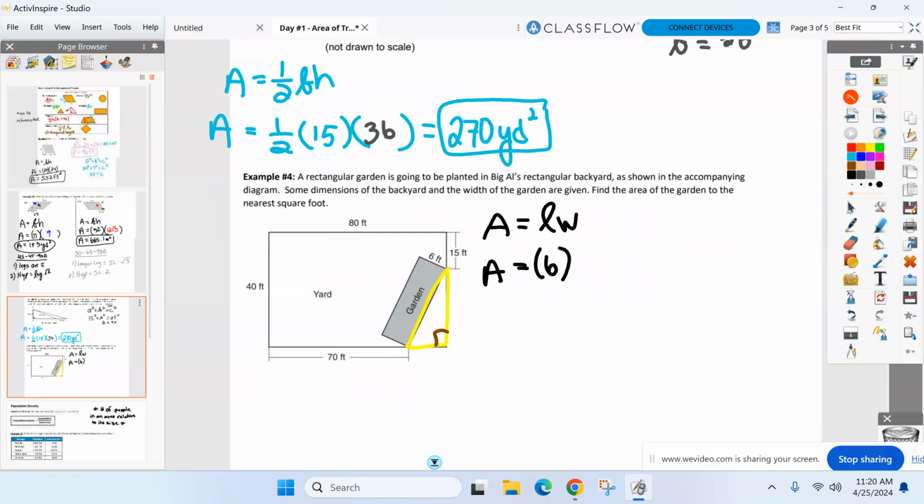Gabby could subtract. That's how she did it. She can subtract. Believe it or not, that's how you got into honors, right? 40 minus 15, 25. Not like me. I got kicked out because I couldn't do long division. I'm still bitter. 80 minus 70, we get 10. And yep, we do a little Pythagorean theorem. 25 squared plus 10 squared equals c squared.